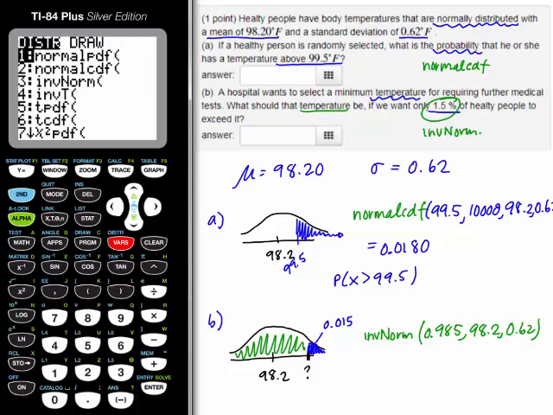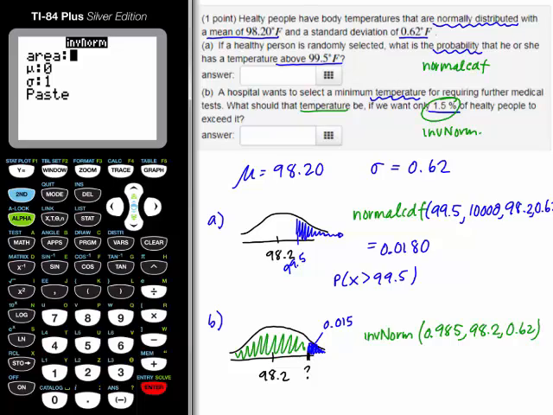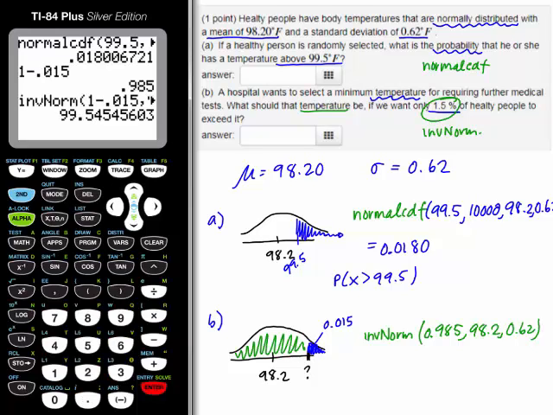So in the distribution menu, again, right under normal CDF is the inverse normal. Area is area to the left. You could put the 0.985, or you could even put the 1 minus 0.015. Mean 98.2, standard deviation 0.62. Paste it in there, and the inverse normal gives us a minimum temperature of 99.545456 degrees. So at 99.5, if people are healthy, only 1.5% of the population has a temperature higher than that. That's the cutoff.